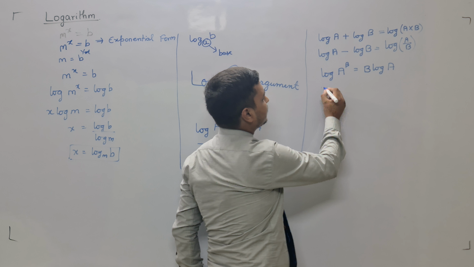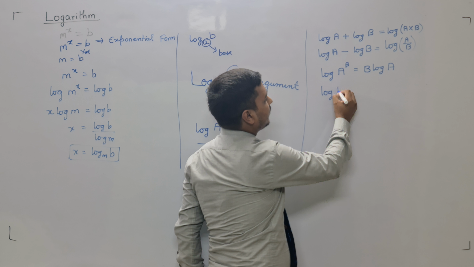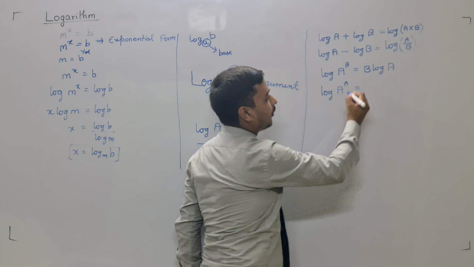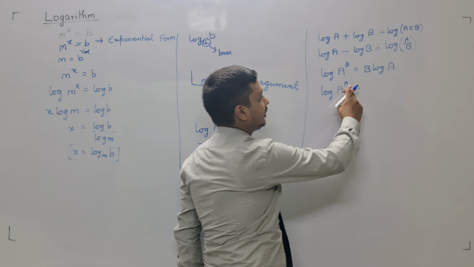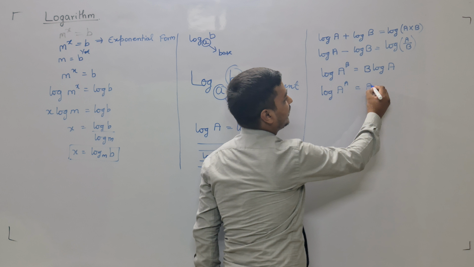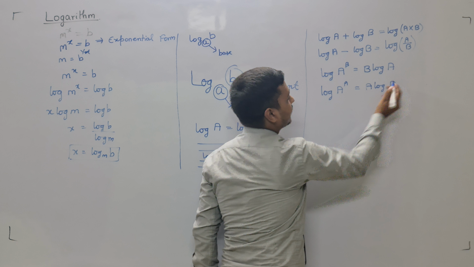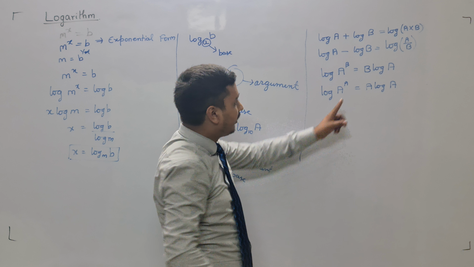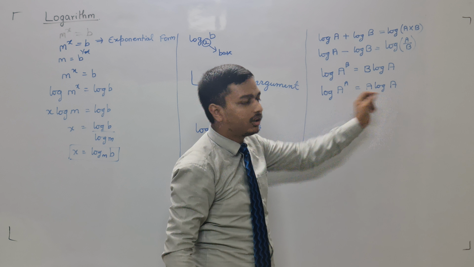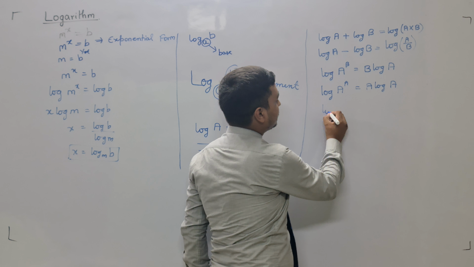After that, next, log a power a. What will be the answer, sir? Same logic. Log a power b only I will apply. a log a. This number will come in front. Whatever is in the power will come in front. a log a. Clear?